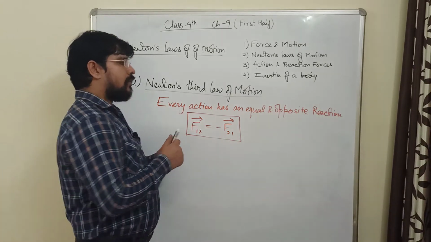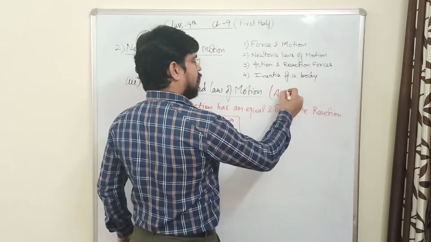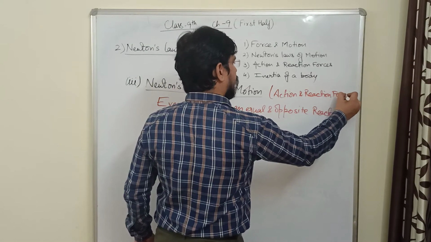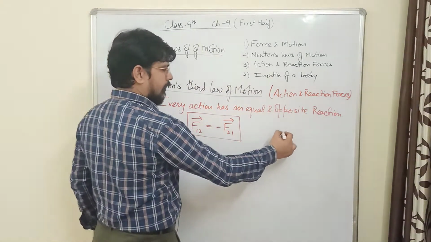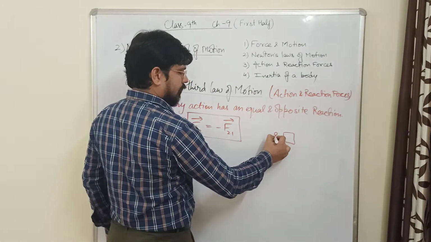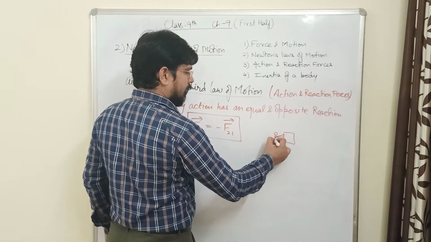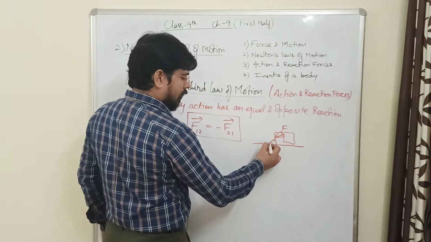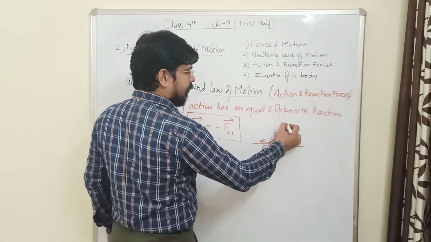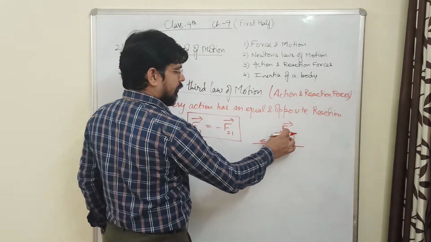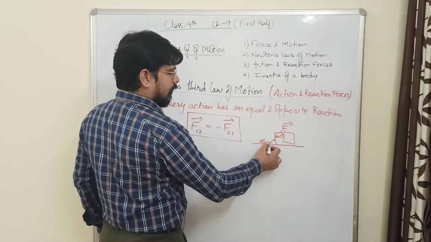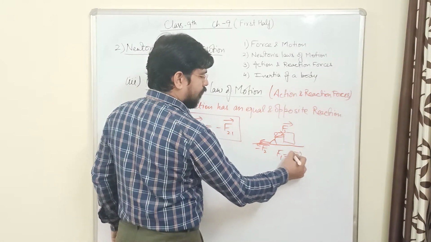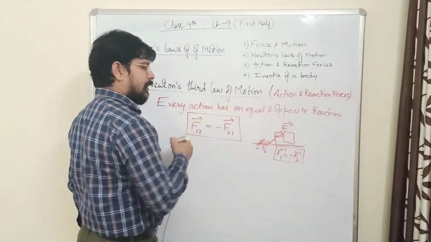So Newton's third law of motion is also about action and reaction forces. If a person is moving a heavy object and applying force on that object, then from the ground he must be taking a reaction. So if F1 is the force in the forward direction, then the F2 force must be in the opposite direction. So your F1 is equal to minus F2 vectorially. That is the action and reaction pair.